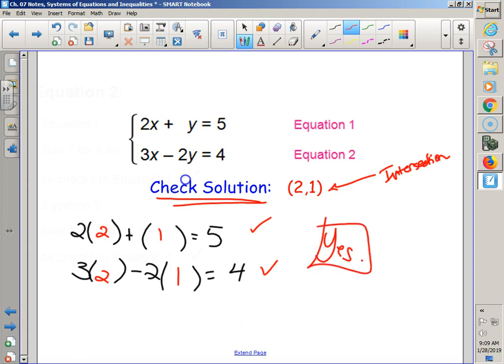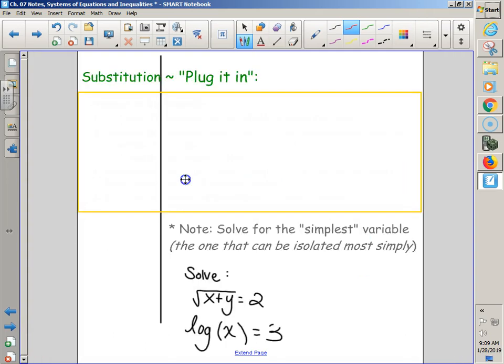Okay, homework's bound to get harder, and it does. But checking solutions, remember, they're intersections, and as soon as both equations in the system, or all 3, or 4, or 5, have a shared point, then we can say, yes, it's a solution.